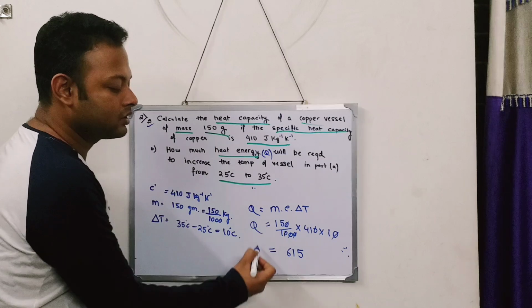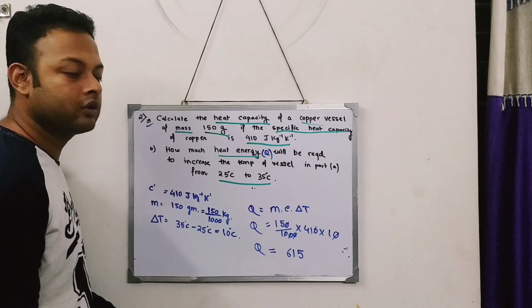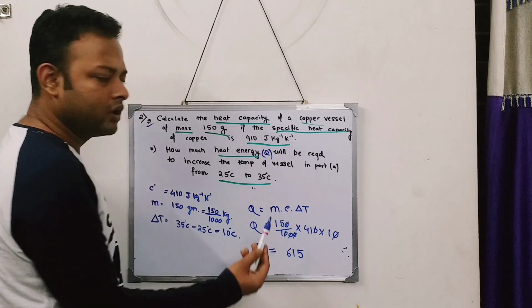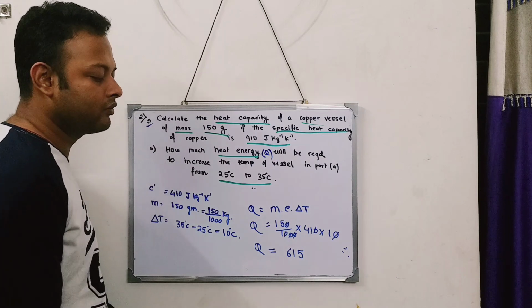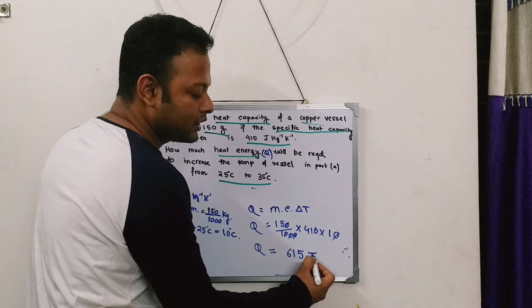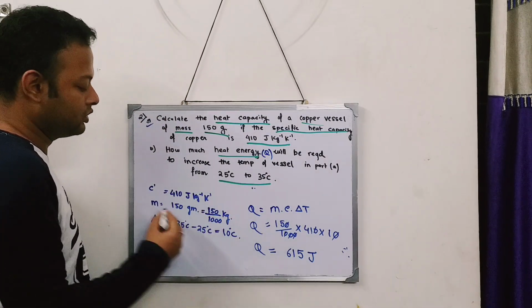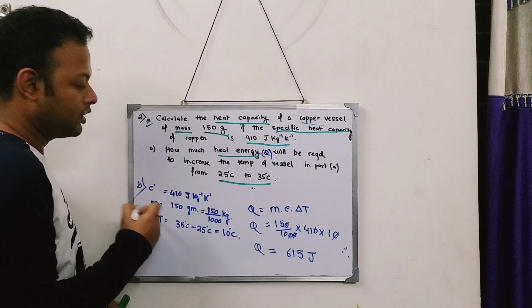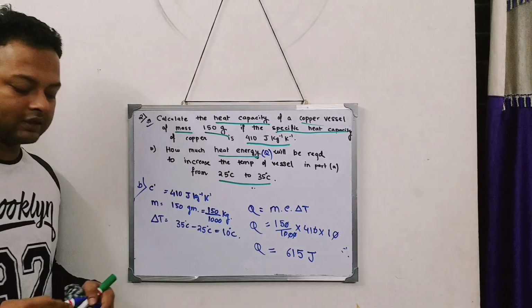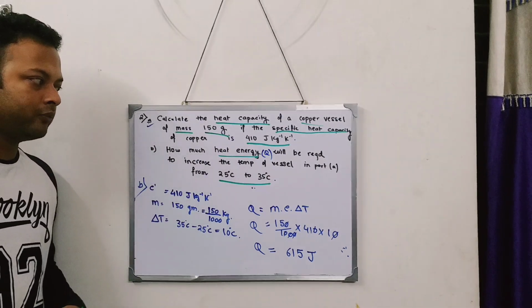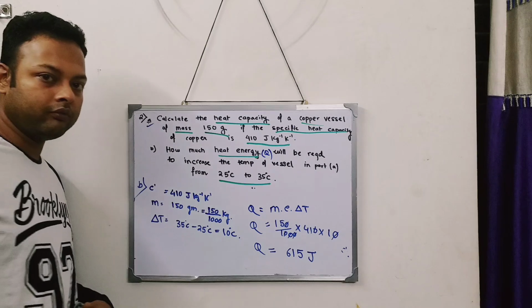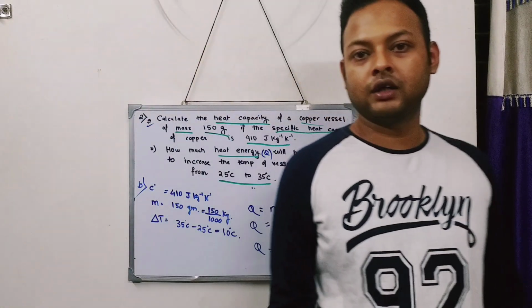Now what is this Q unit? Q represents heat. And the unit of heat is, we know from class 7 or class 8, joule. So the second question also, this is part B, and the previous one was part A. So we got the second part also. I hope you understood this sum. Now let's go to the next sum.